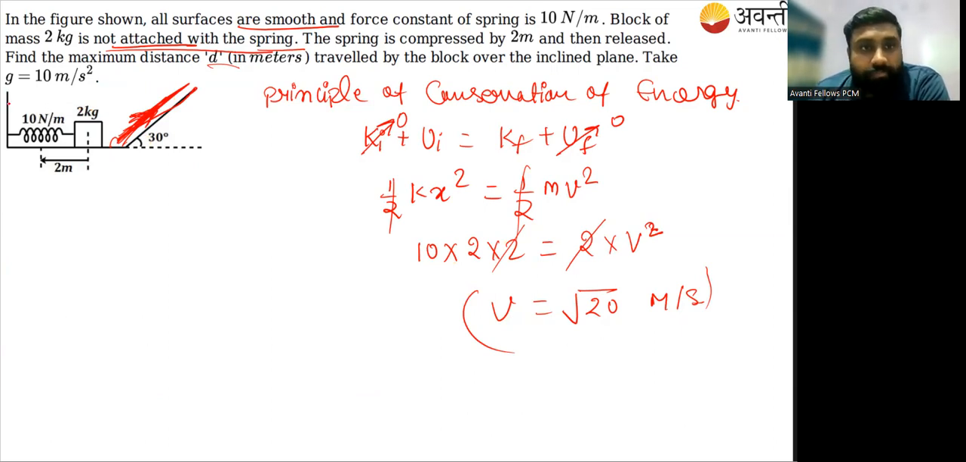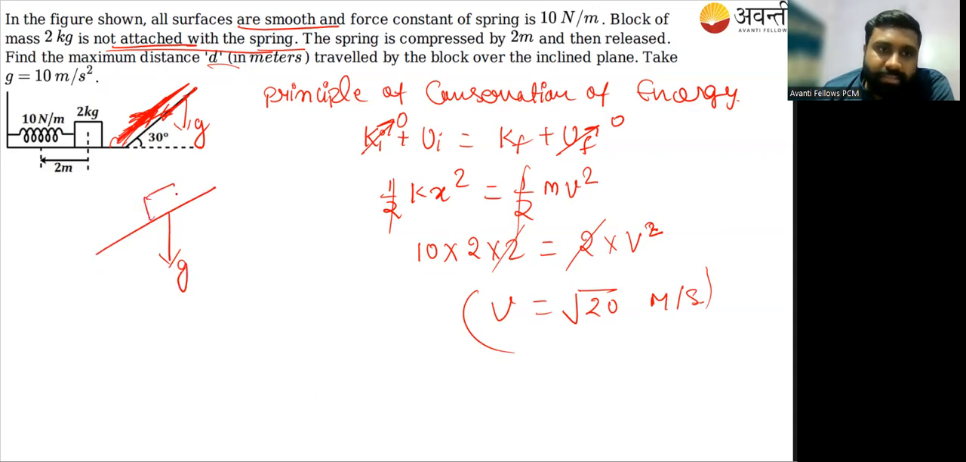Okay. Now, one fact here is that gravity will act opposite to the motion. That is why the velocity will be decreasing constantly. So gravity, that is nothing but the weight of the block mg. So the force will be acting in this way, opposite to the motion, which is mg sine 30.